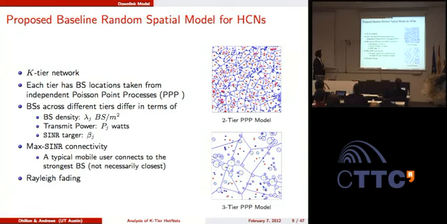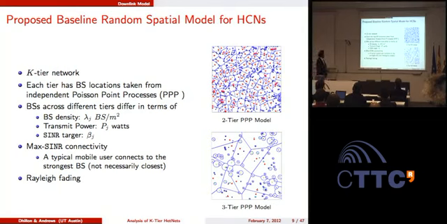We have k types. Then each tier has base stations which are taken from independent Poisson point processes. So we assume that the point processes which correspond to these base station locations are independent of each other for different classes. And then base stations across tiers differ in terms of 3 things. First, they differ in terms of the base station density. Of course, you'll have the macrocells to be really sparse as compared to femtocells. And then they differ in terms of transmit power. Of course, the macrocells would have high transmit power.